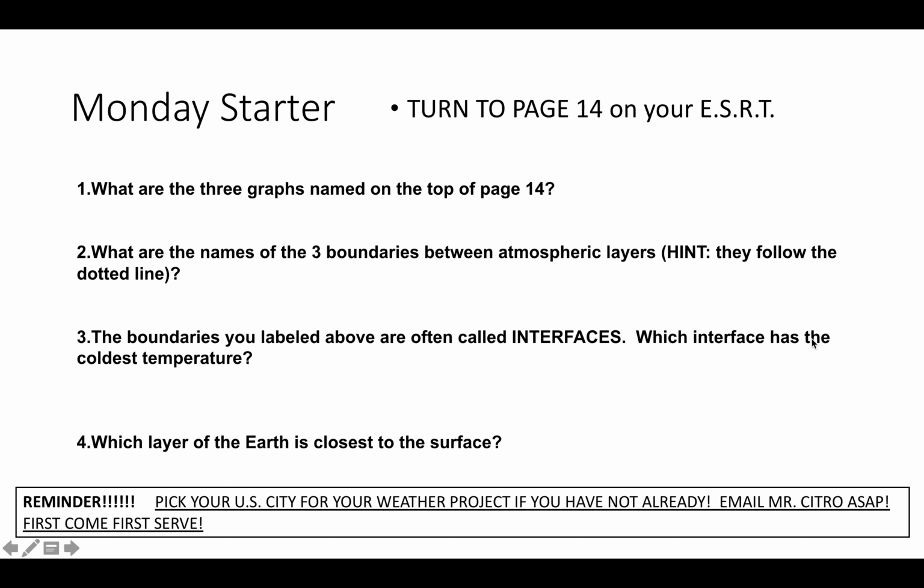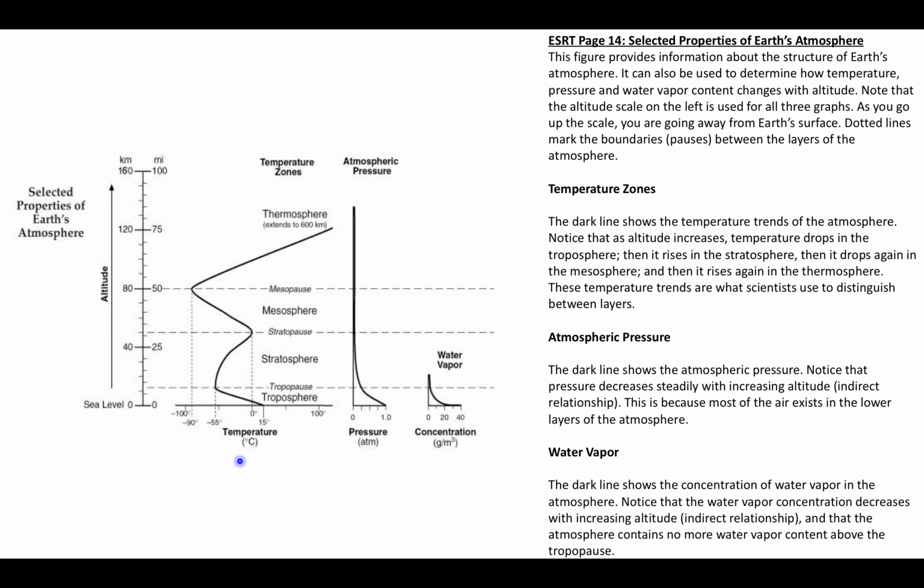Which interface has the coldest temperature, and then which layer is closest to the Earth? Okay, so we already did this, the three graph names, the three boundaries. The coldest interface, if we look here, these dotted lines tell you the temperature. So the mesopause is the coldest at negative 90 degrees, and that's Celsius. And the troposphere, right down here, is the closest to the Earth. All weather is found in the troposphere. So that was yesterday's bell ringer.